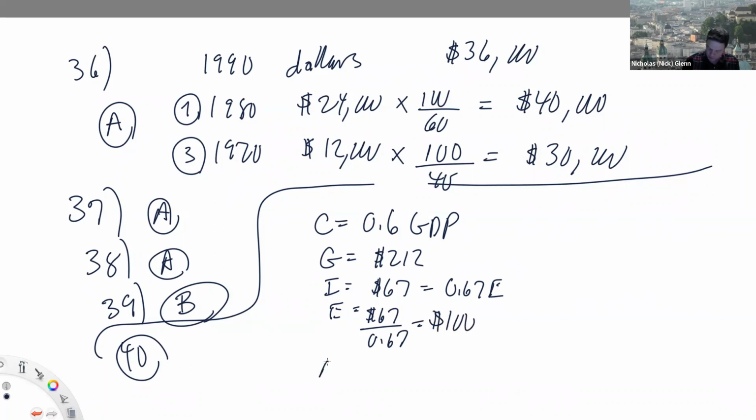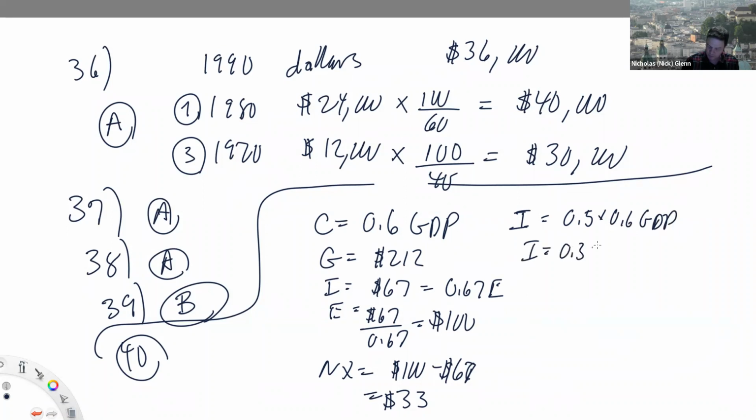So what's net exports? We need net exports. That's going to be $100 exports minus imports, 67. So that's going to be $33. And lastly, what else do we need? Investment was 1/2 of the value of consumption. So investment is 0.5 times 0.6 GDP. So investment is 0.3 of GDP. That's what percentage it makes up.